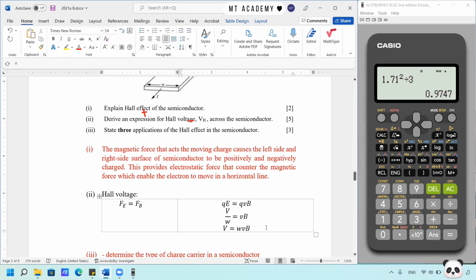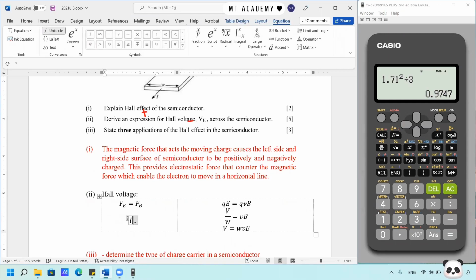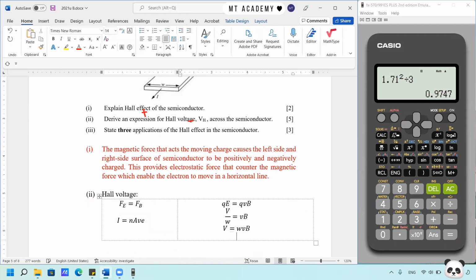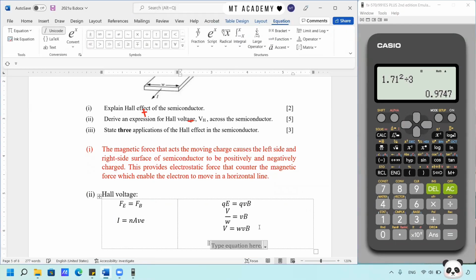So is this the end? No. Okay, we can still continue that. We can apply another formula, which is I is equal to nAvE. Okay, I is equal to nAve. So from here, we have the drift velocity is equal to I divided by nAe that you can put into the formula. So substitute in, you will obtain the Hall voltage as WB multiply I over nAe.